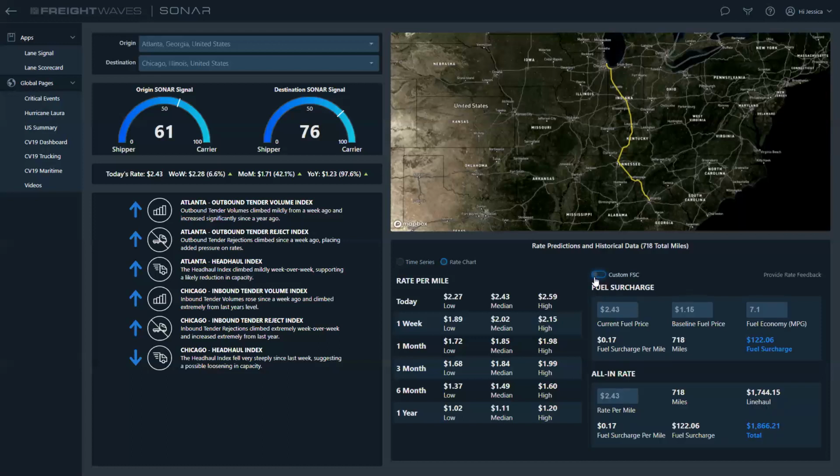These rates are based off of the operational cost. So what does it take to run a truck from point A to point B? And then it adds other factors into it, like our volumes, our rejections, historical information, and gives you what that rate should be for this lane.